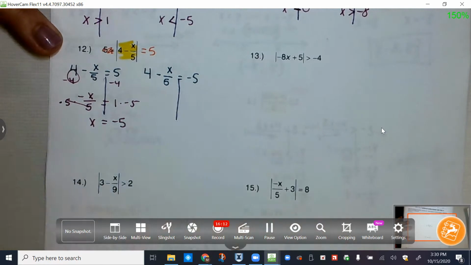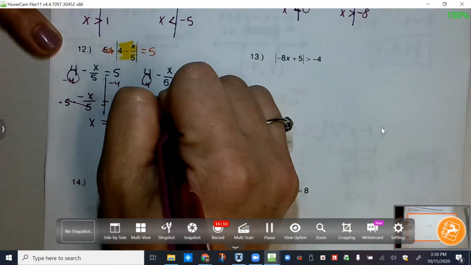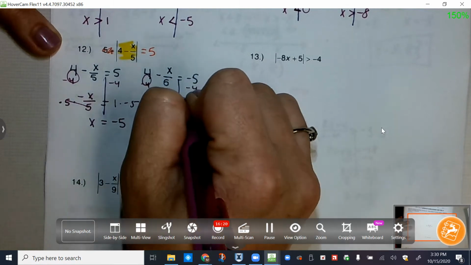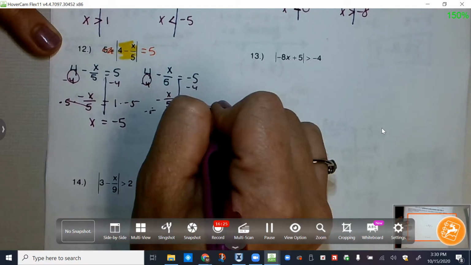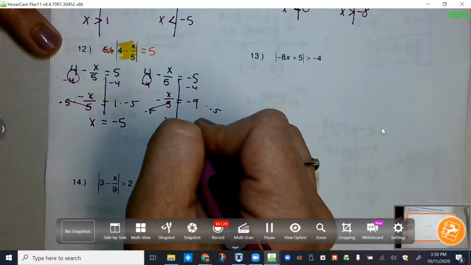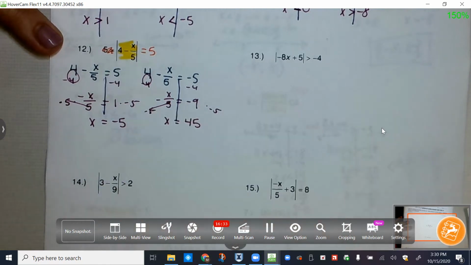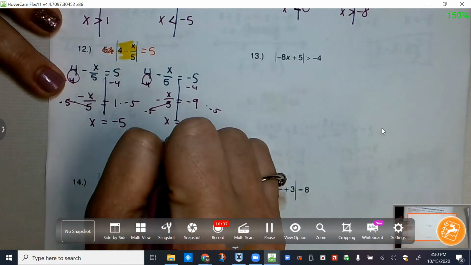Okay, so on this side, -4 minus 4, -x over 5 equals -9, times -5 times -5, and I get x equals 45, positive, because two negatives make a positive. So we get -5 comma 45.